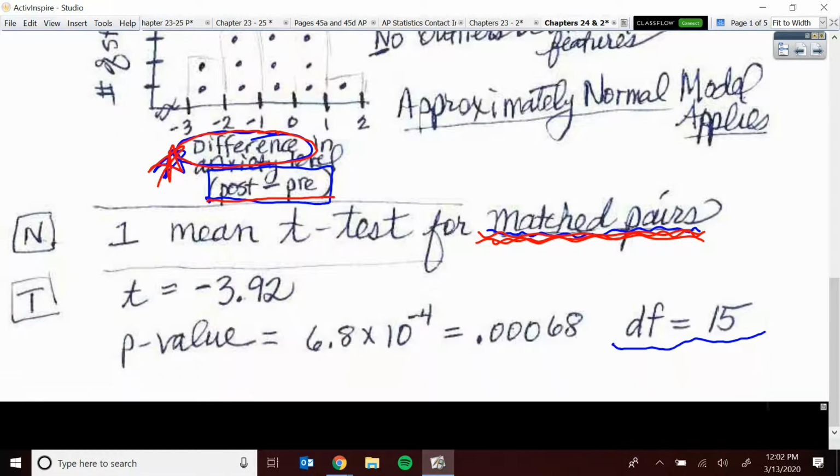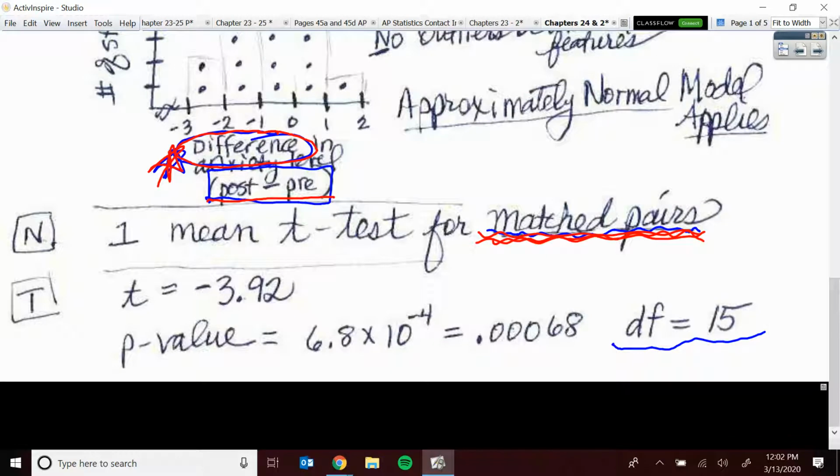Okay, our test statistic was negative 3.92. Our p-value was 6.8 times 10 to the negative fourth, not 6.8. It was times 10 to the negative fourth. So that was 0.00068. And don't forget the df: t, not z. Since it was one sample, it's n minus 1.